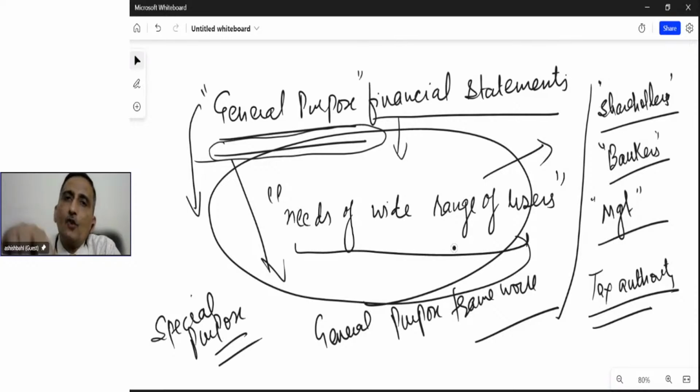Now, general purpose financial statements are to be distinguished from special purpose financial statements, which are prepared only for a limited purpose, for the limited financial information needs between some parties. Okay.